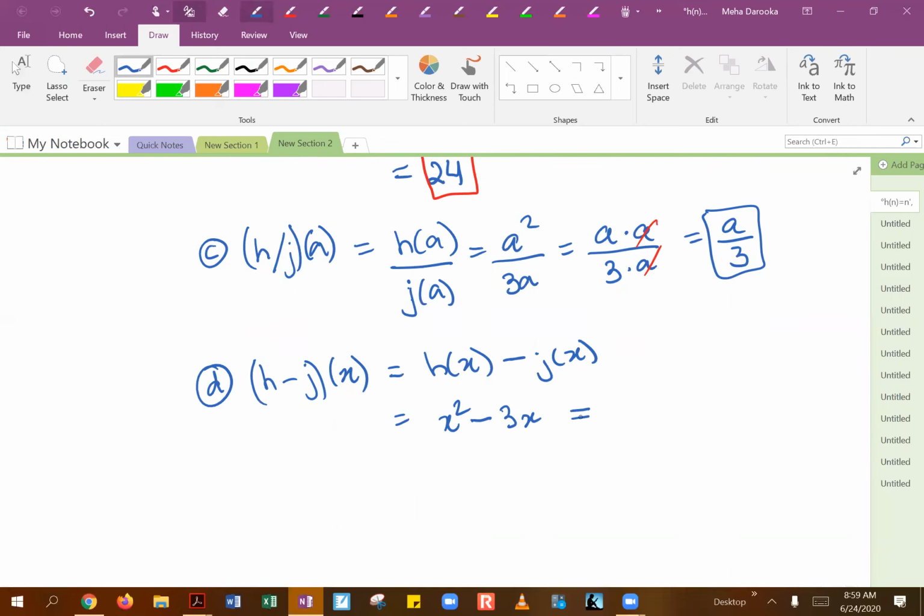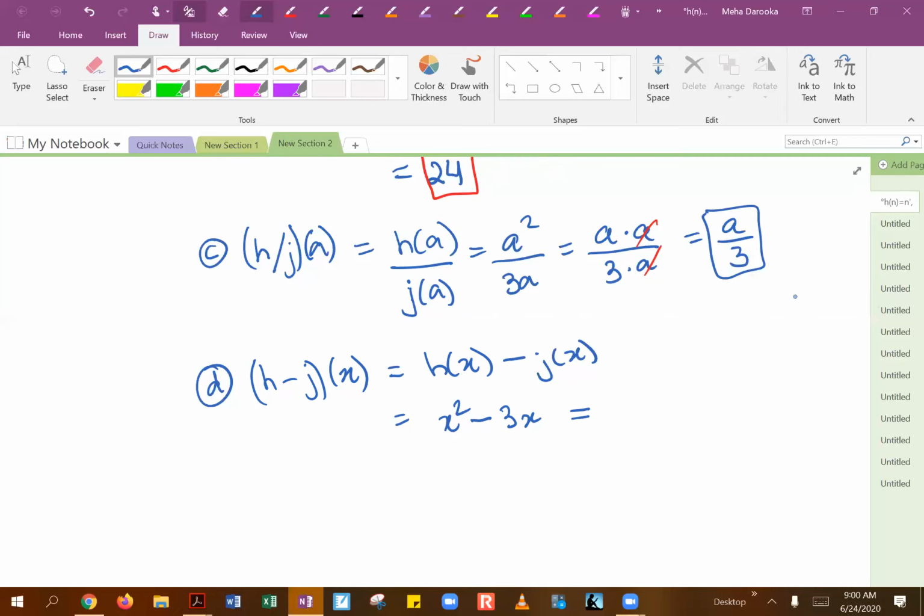X squared minus 3x. X over 3? No? Because there's no division happening here, right? Yeah, so the only thing you're actually missing there, Meredith, is the x minus 3 should be in parentheses, and then you should have that common x outside.